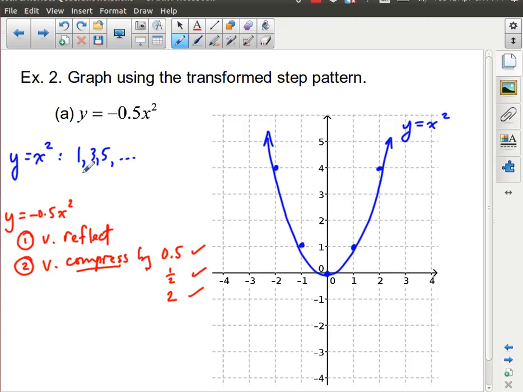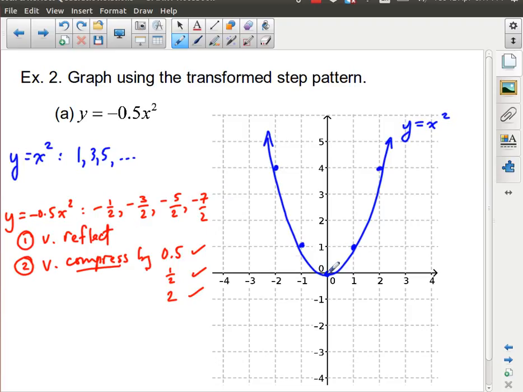But more importantly, let's see what that does to the step pattern. So what's going to happen to the number 1 in the step? It's reflected, which means it's going to become negative, and it's compressed by a half, so it's going to become negative 1/2. What happens to the number 3? It's going to be reflected, so it's going to become negative, and it's going to be compressed by a factor of a half, so 3 is going to become negative 3/2. And then you can probably see the pattern start to form: negative 5/2, negative 7/2. So let's see how those graph.